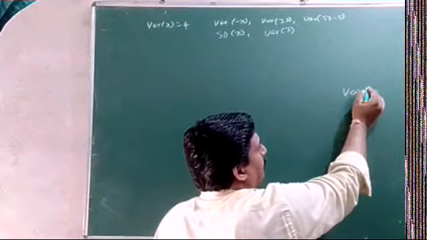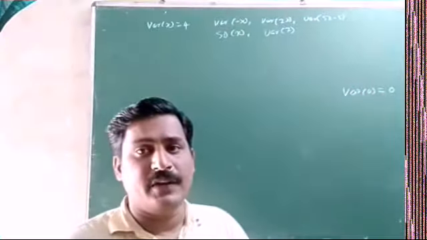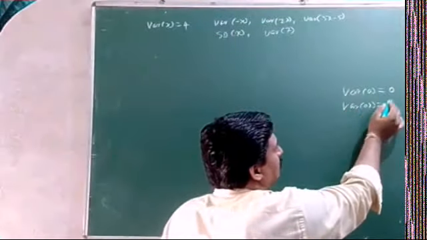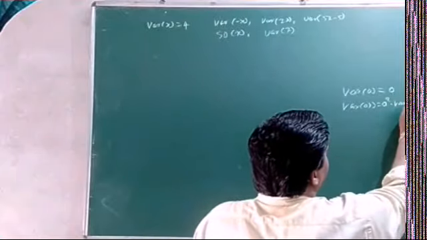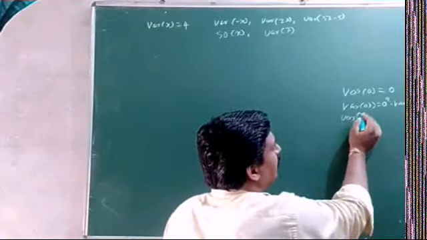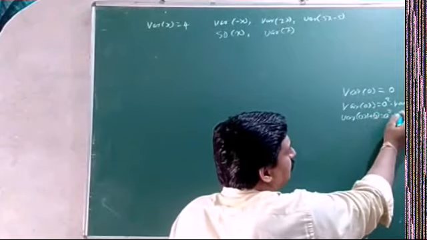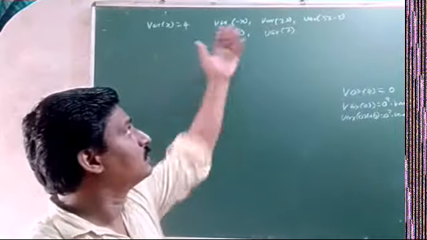So variance of a is equal to 0. Then variance of ax is equal to a square into variance of x. Then variance of ax plus b is equal to a square into variance of x. Okay. Now, considering this, solve the problems now.